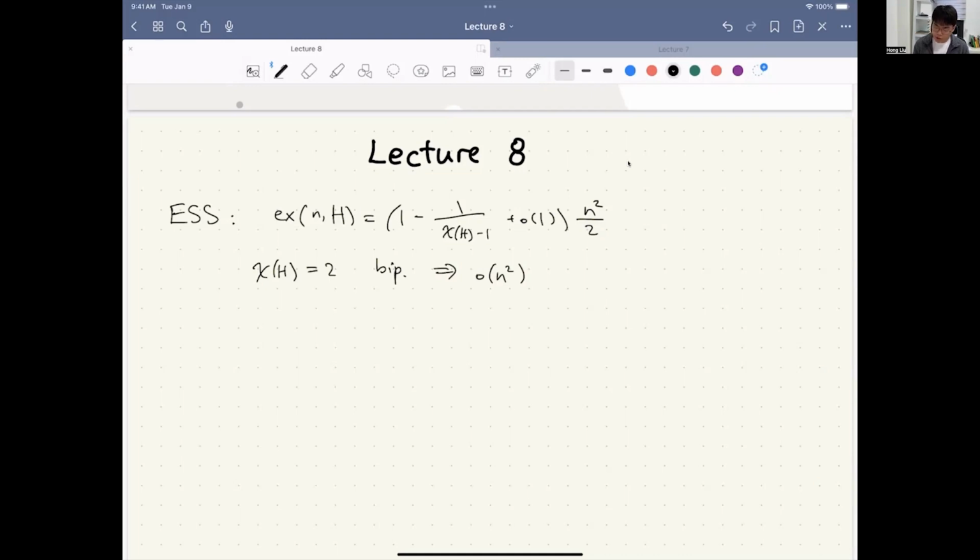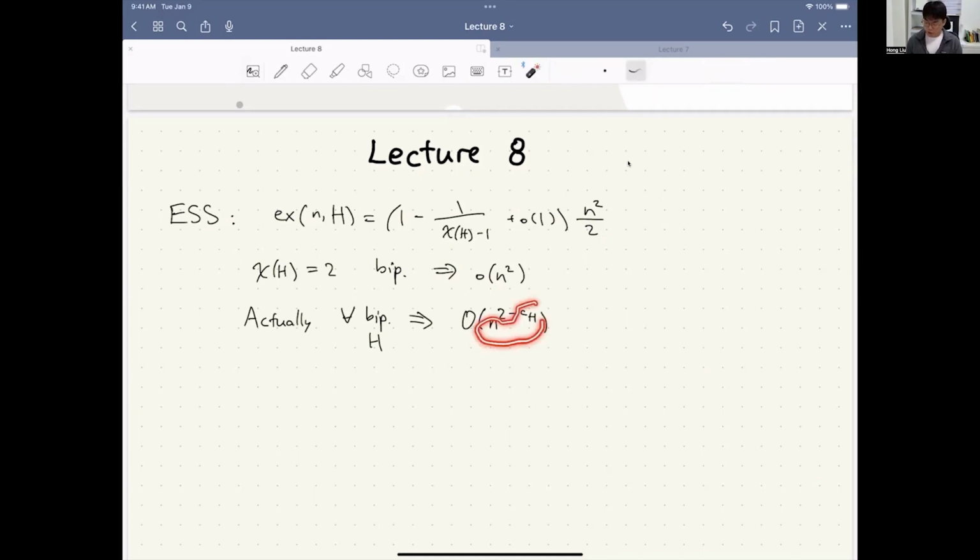So today we will see actually, for any bipartite graph, we should get a much stronger bound, a polynomial improvement. We will get big O of n to the 2 minus some constant that depends on H. So asymptotically, we win by a power of n here compared to the n squared.